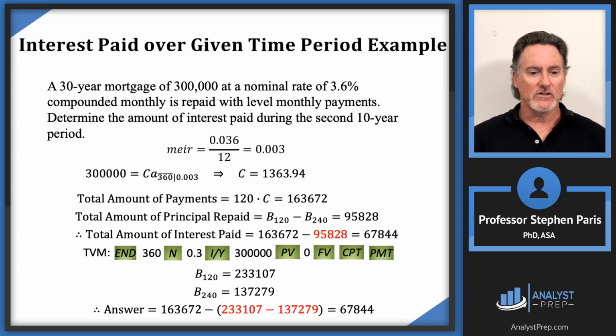So again, this is not a hard problem as far as once you learn how to use the keystrokes on your calculator. This can be done in a matter of just a very few minutes.